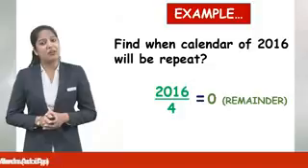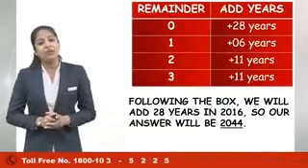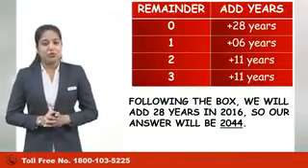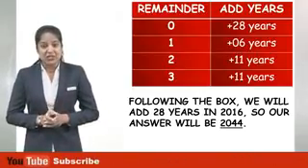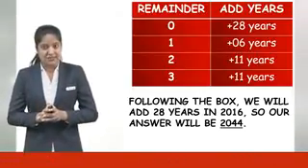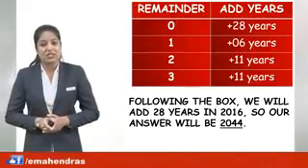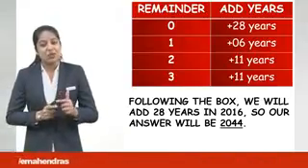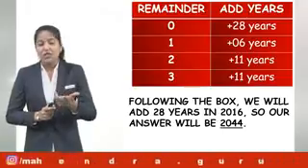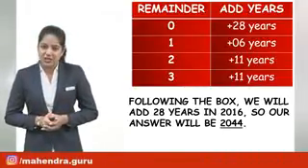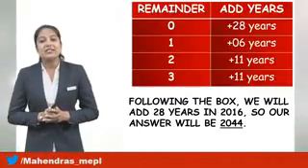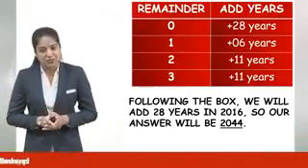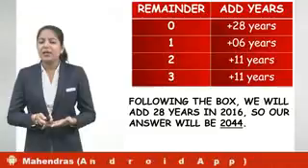Now when I am getting the remainder as 0, according to this table, I am supposed to add 28 years to the mentioned year. Mentioned year means 2016, because we have to find out in this question when 2016 will be repeating itself in future. So following the box, we will add 28 years to 2016. So our answer will be 2044. Directly we will be getting the answer.